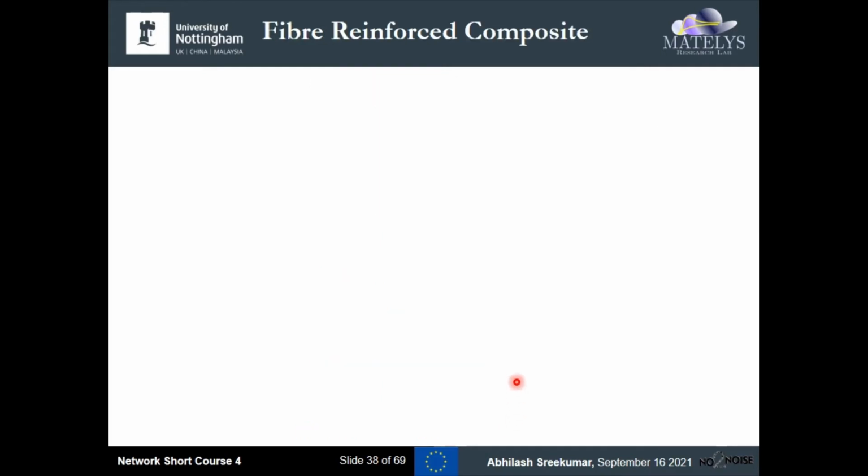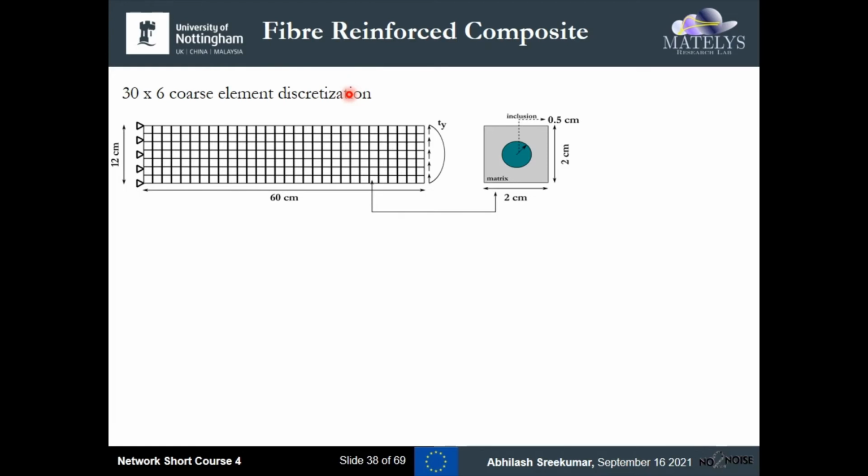Let us look at an example applied to a fiber reinforced composite within the realm of elastostatics. So you can see that there is a cantilever beam subject to a transverse load over here. This has got a periodically repeating unit cell composed of a stiff inclusion and a softer matrix. Their respective Young's modulus and Poisson's ratio are given here.